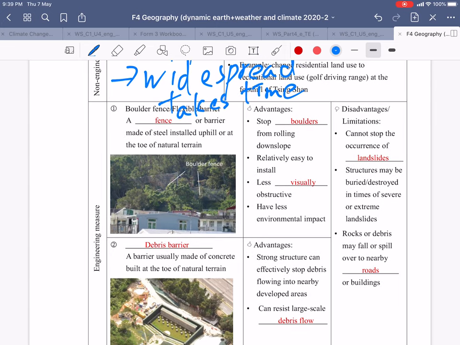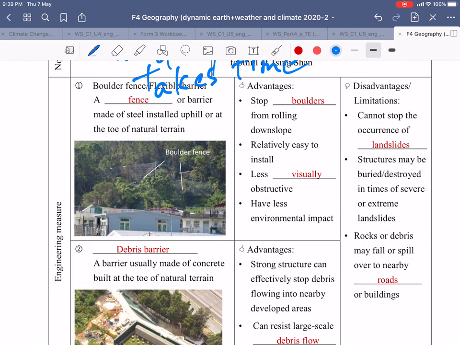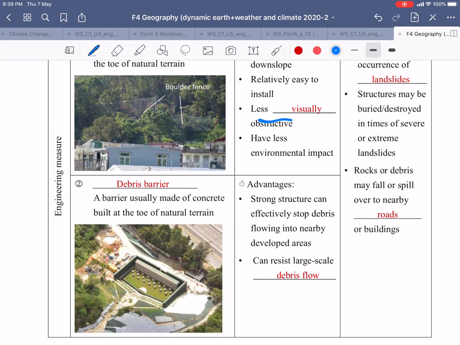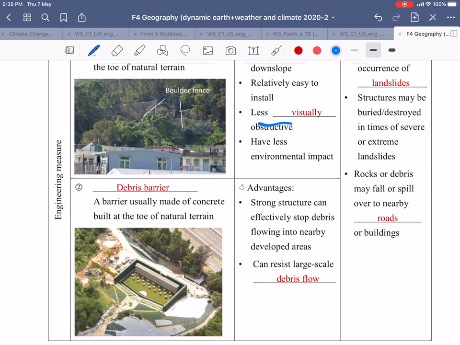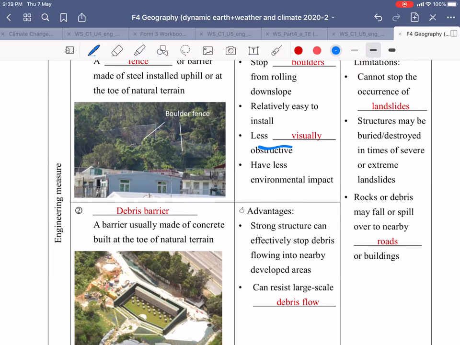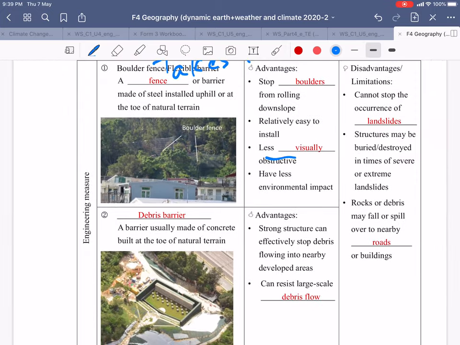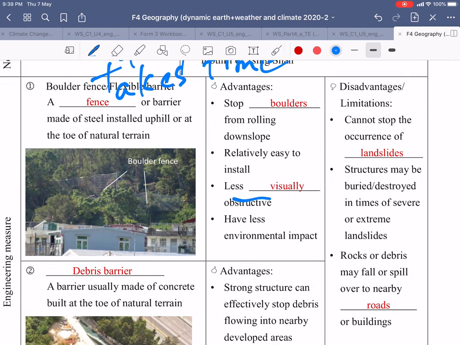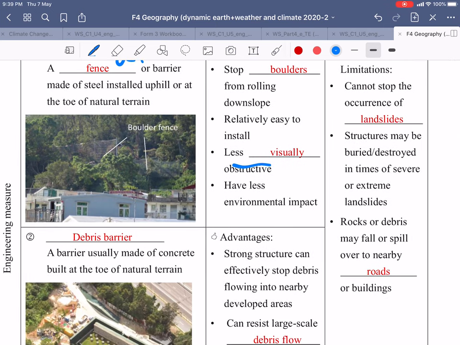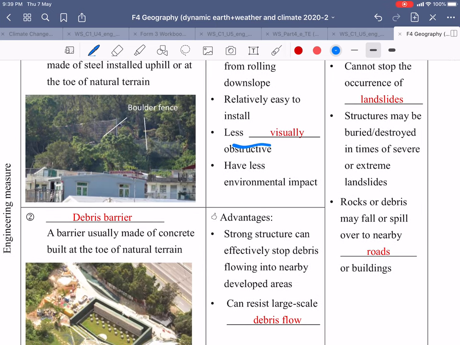For the hard measures, what can we do? We can have some boulder fences, and what is the good thing? It can stop directly, less visually obstructive for the latter, okay? For the debris barrier, definitely it is very obstructive visually, okay? What is the disadvantage? Cannot stop the landslide. Structure may be buried. Because this one is just for rock fall, okay?